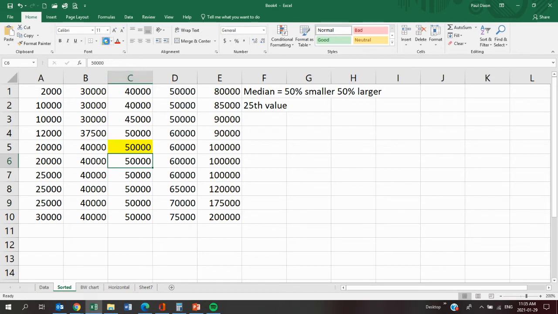Oh, so there are two values that are sort of in the middle. In this data set, they're both the same. They're 50. It's going to be, in this instance, $50,000. If the numbers were different, I would have averaged the two. So that's the middle. Now, what would be the bottom quarter, the top quarter?